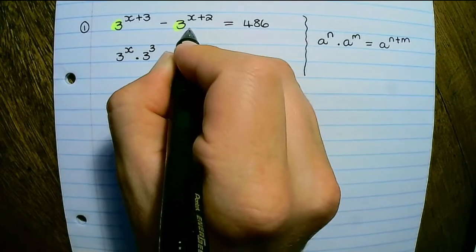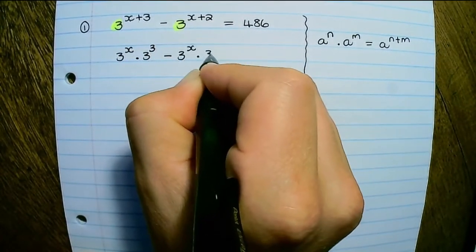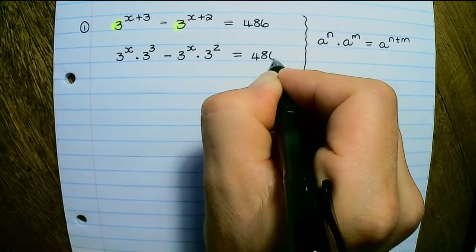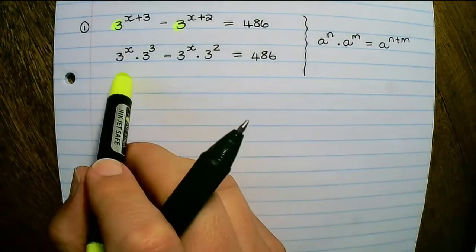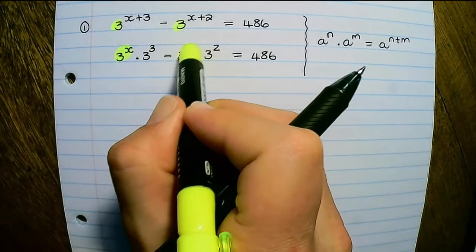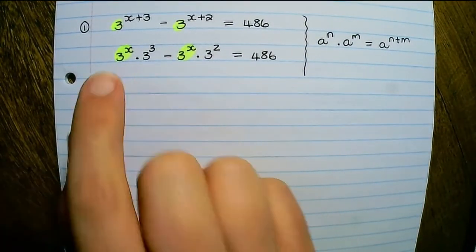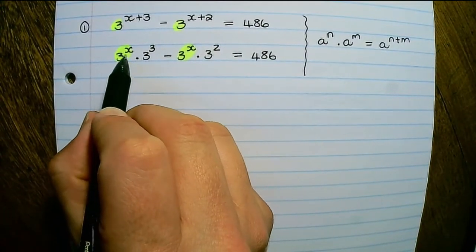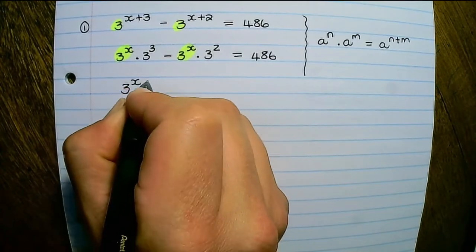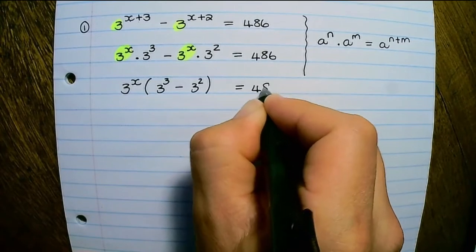And I can do the same with the second term. It will be 3 to the power of x times 3 to the power of 2, and that is equal to 486. Now the reason why we want to do that is to create a common term, a highest common factor, so that we can factorize. So I can see here 3 to the power of x is a common factor, so I factorize by taking out the highest common factor, and that is equal to 486.